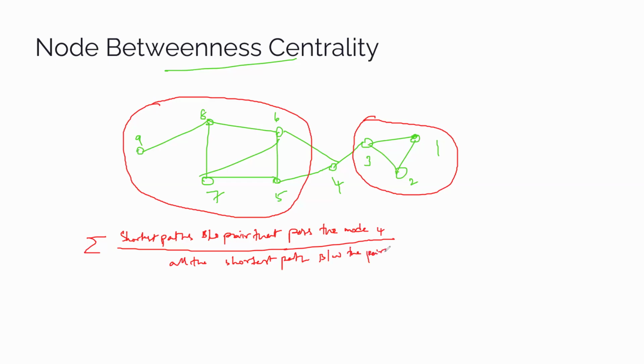Now, how do we actually quantify it? Let us assume the two clusters. Let's say this is cluster A, this is cluster B. I'll take a table here. Cluster A nodes are 5, 6, 7, 8, 9, and here I will take cluster B nodes: 1, 2, 3. Now let us detect the shortest paths between these pairs: 1 to 5, 1 to 6, 1 to 7, 1 to 8, 1 to 9. Likewise 2 to 5, 2 to 6, 2 to 7, 2 to 8, 2 to 9, and so on.